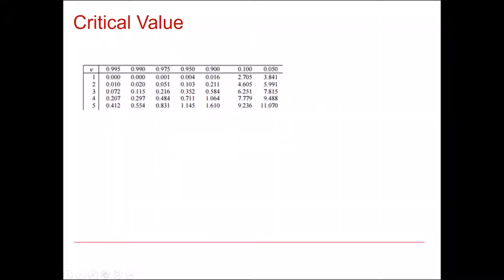The next thing is to find the critical value for the hypothesis test. We were asked to carry this test out at the 5% level and we have 4 degrees of freedom. So as you can see, our critical value will be 9.488, so we will reject H0 if our test statistic is greater than this value.